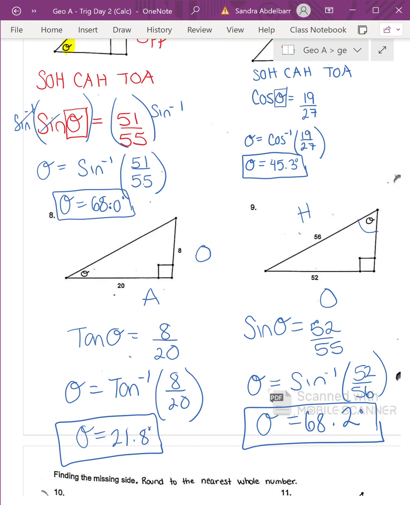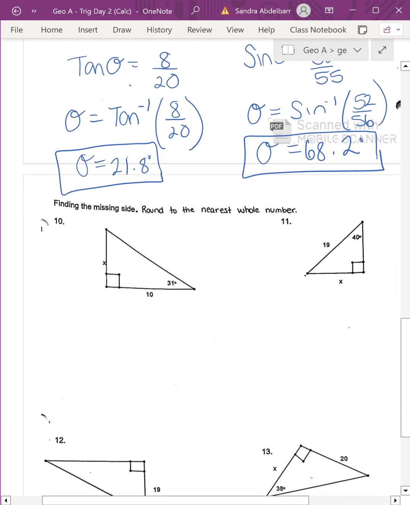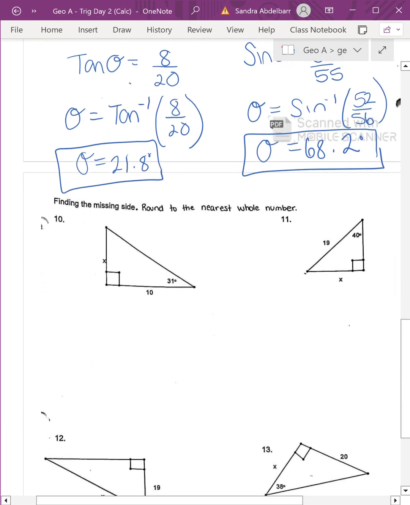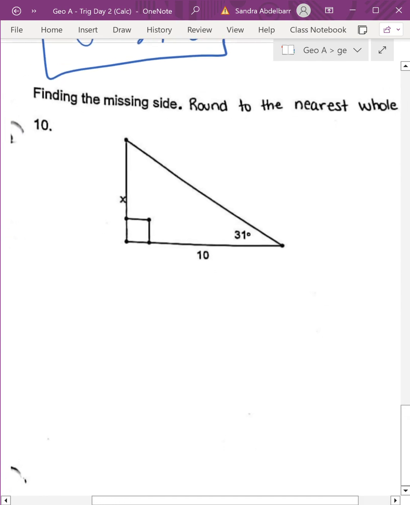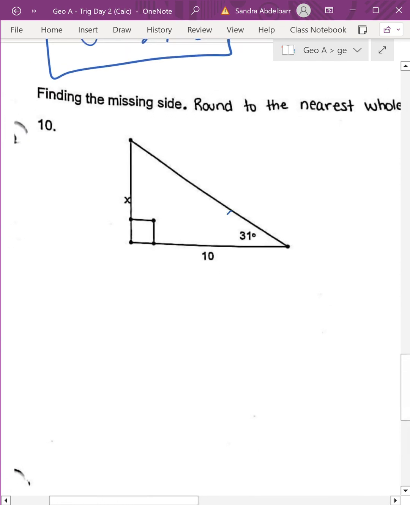So we learned how to find angles. Now we're going to use trigonometry to find a missing side. If you look at number 10, I have an angle that's 31 degrees, I have the 10, and I have a missing side that's x. Can I do the Pythagorean theorem? I'm going to say no. We are not able to do the Pythagorean theorem to find x. Can someone tell me how come I'm not able to use the Pythagorean theorem here to find x?